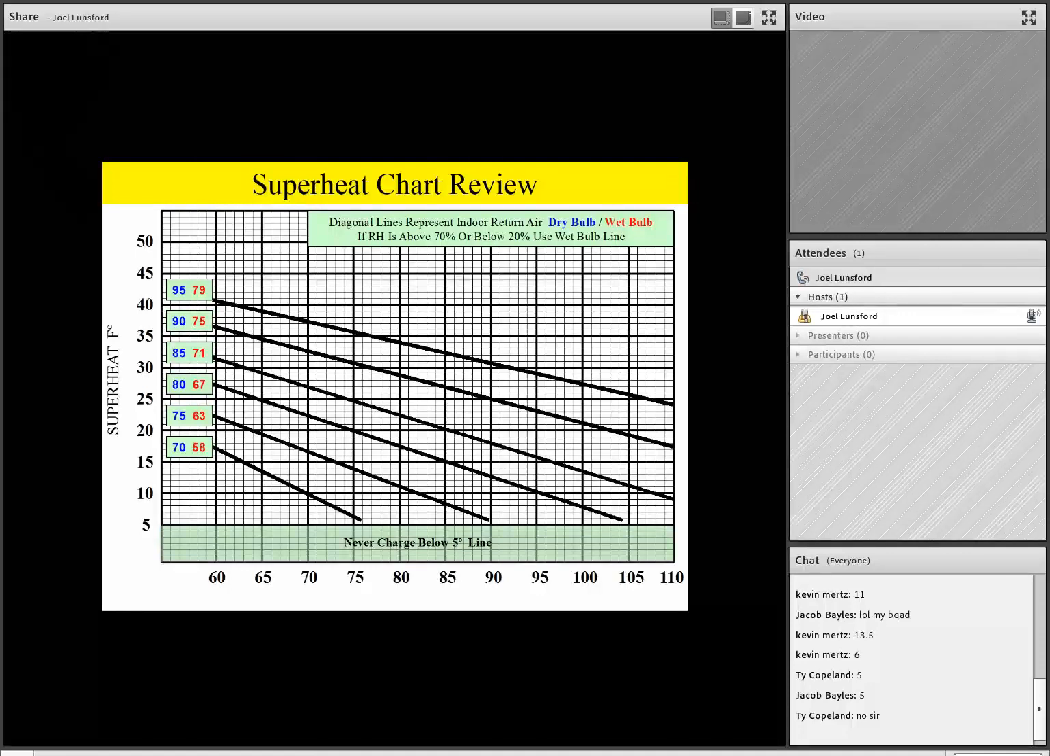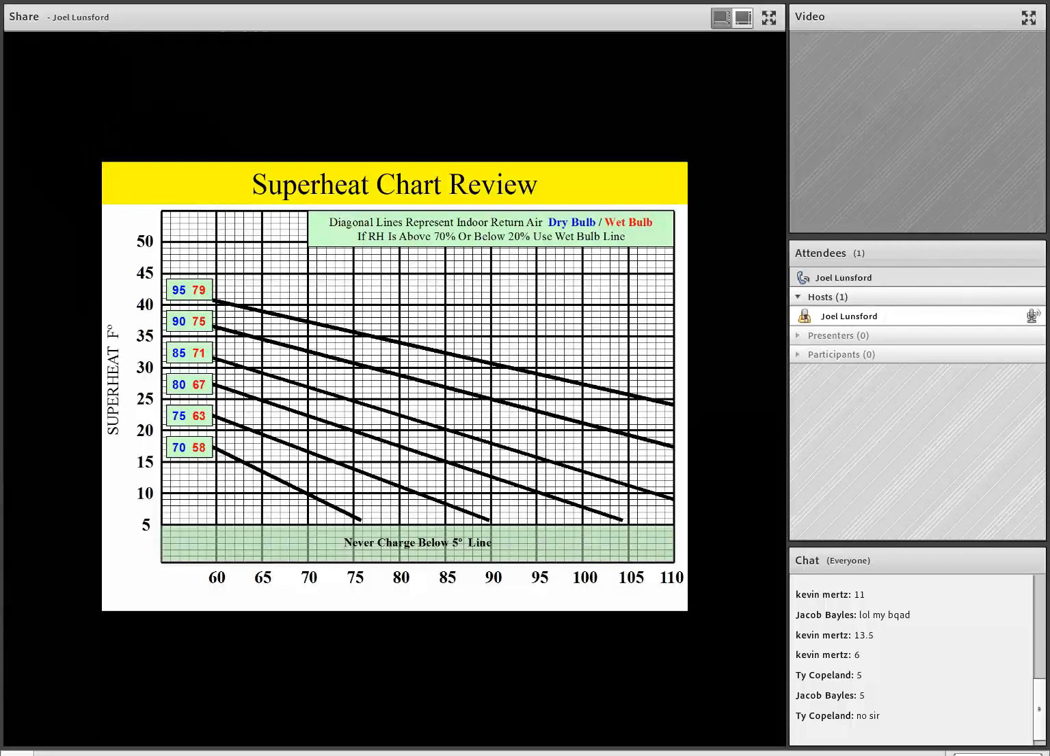Along the bottom of the chart, you'll notice that there's 60, 65, 70, all the way up to 110 degrees. That represents outdoor air temperature. Please notice the diagonal lines in the middle of the chart. Each corresponds with a green temperature block that has two temperatures in it: a dry bulb temperature, that's the blue number, and a wet bulb temperature, that's the red number. So the diagonal lines represent indoor return air temperature.